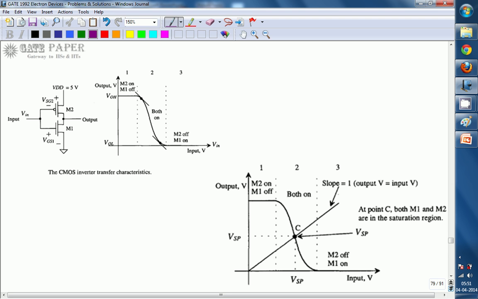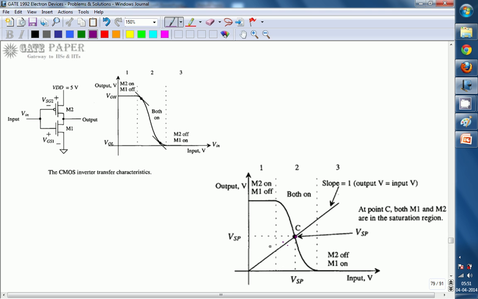This straight line, where it touches the transfer characteristic, that point will be called the switching threshold point or inverter threshold point. This is the point. So it is VSP or V inversion. At this point input and output are going to be the same. If the input is lesser than this point, the output is greater than that. If the input is greater than this VSP, at that time output will be less than VSP.